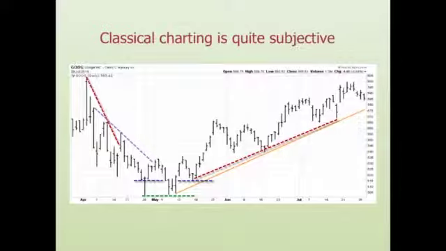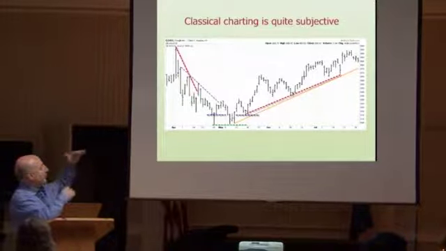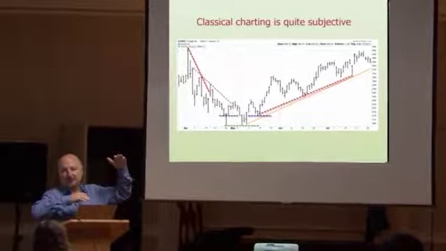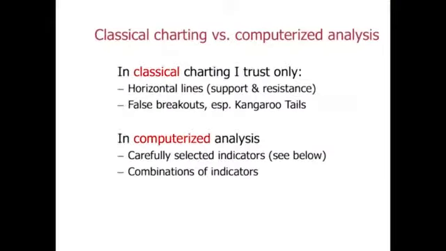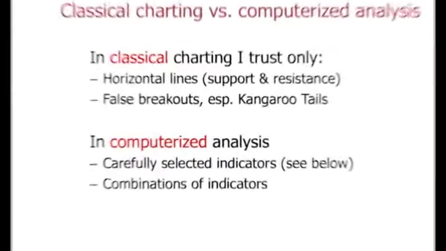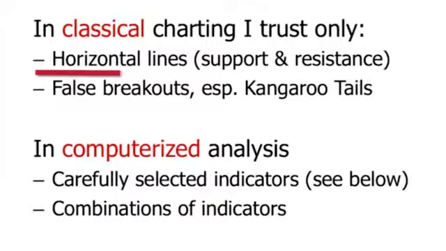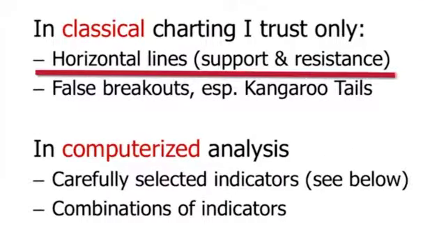It's dangerous. The market doesn't know diagonals. If you put on a trend line like that, and now you change the formatting of this chart, the trend lines will have to change. There are only two things I really trust and use all the time in classical charting. I think horizontal lines matter. Horizontal support and resistance matter.